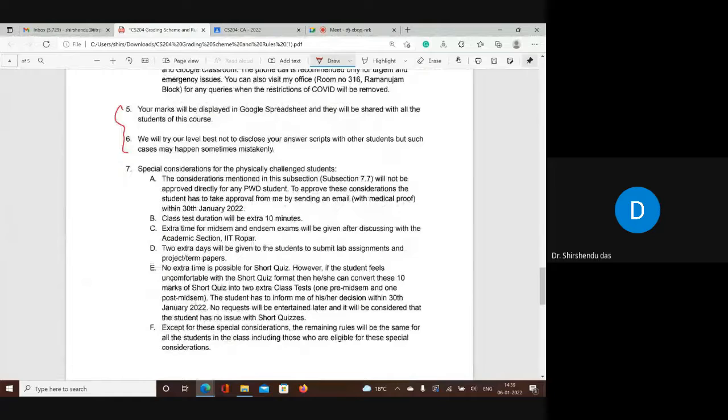Now this point 7 is not for all students. This point 7 is only for specially physically challenged students.